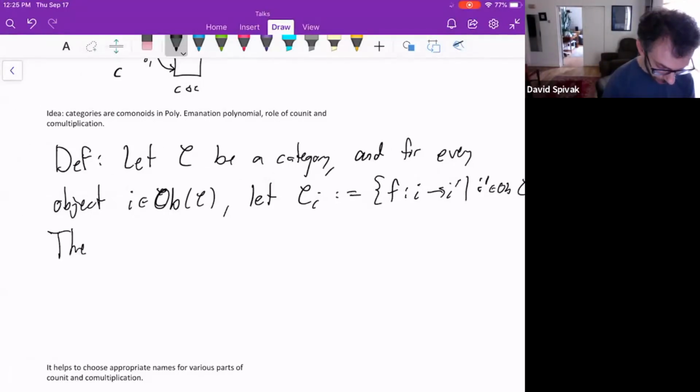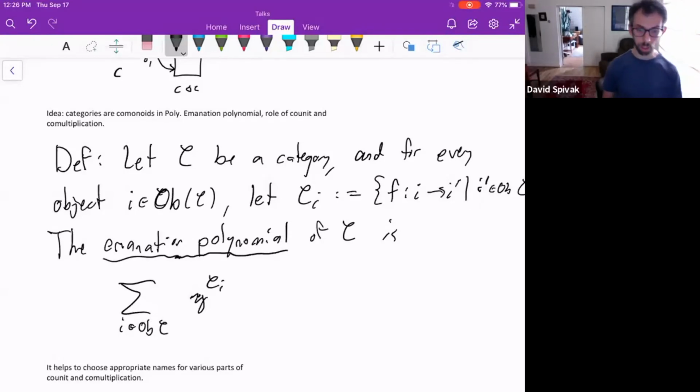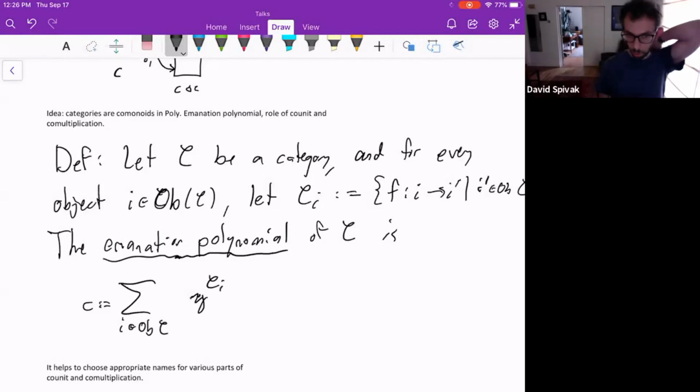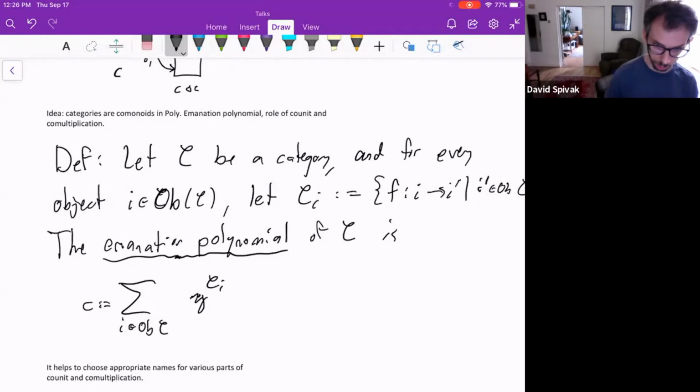So here's the definition. The emanation polynomial of C is the sum over all objects of y to the C sub I, and I'm going to call that little c. I find it to be very nice notation also. If you have a category and you want to denote it by something, you could call it c or d or e, but you could also call it y to the 5 plus 2y squared or something. So this is the emanation polynomial. It just organizes your category in terms of objects and maps out.